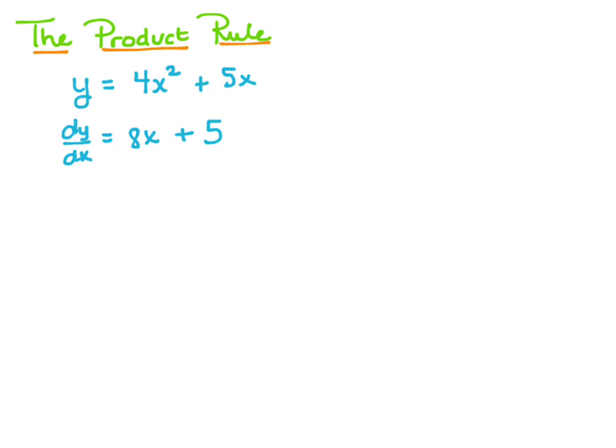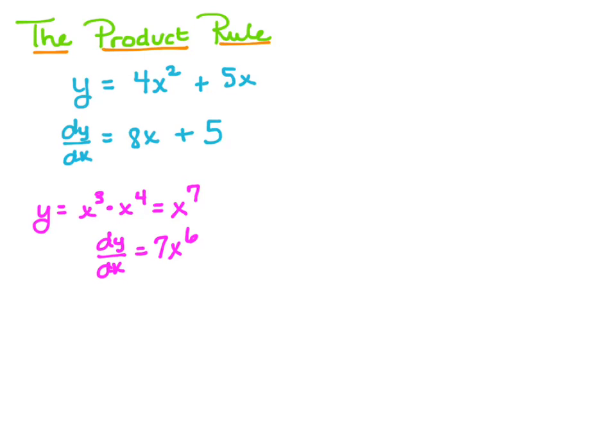But when we have a product of functions, we get a little bit of a different result. Let's consider y equal to x cubed times x to the fourth. Now this is simple enough. I can just multiply these two functions together, and I get x to the seventh. And then if I take the derivative of x to the seventh, that derivative would be 7x to the sixth.